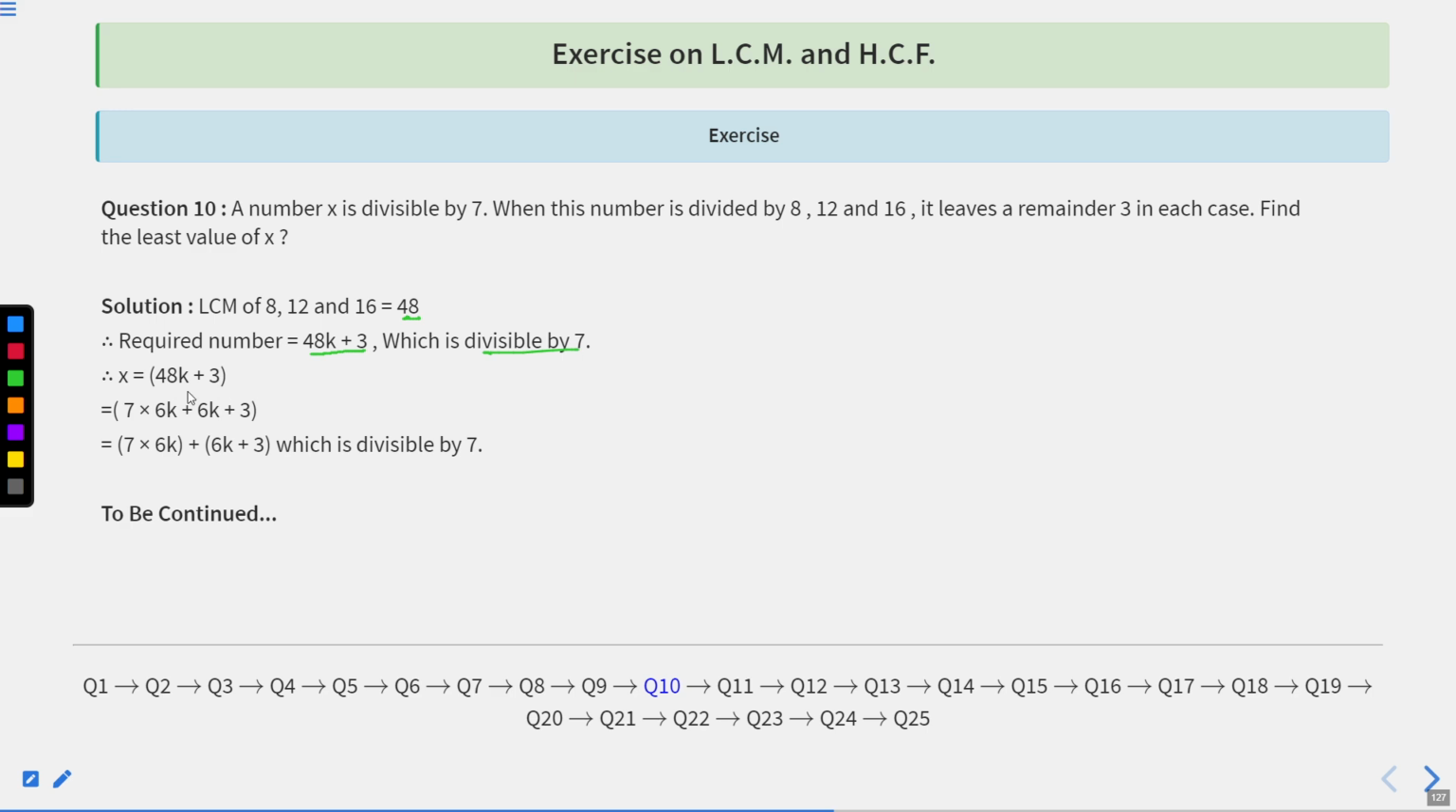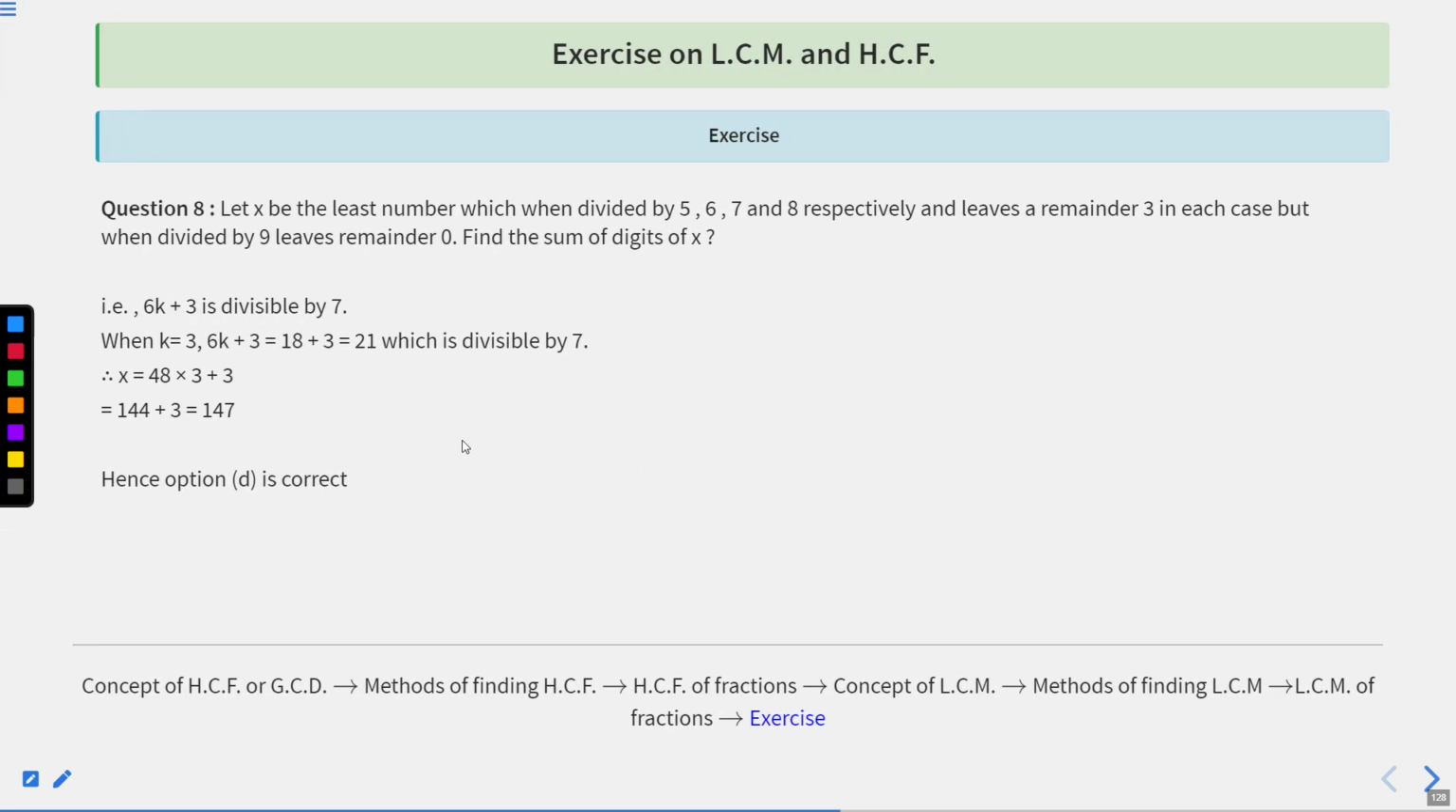So x is equal to 48k plus 3, and it can also be written as 7 times 6k plus 6k plus 3, and this is divisible by 7. That is, 6k plus 3 is divisible by 7. And when you choose k equal to 3, you get 21, which is divisible by 7. So x is going to be 48 times 3 plus 3, which is equal to 147. Hence, the correct option here will be option number D.